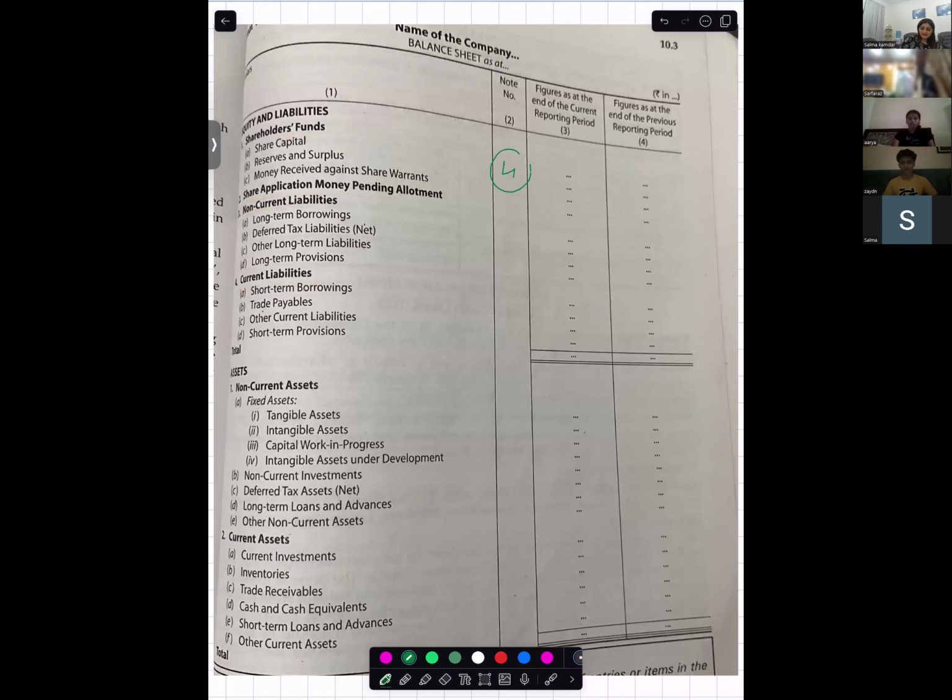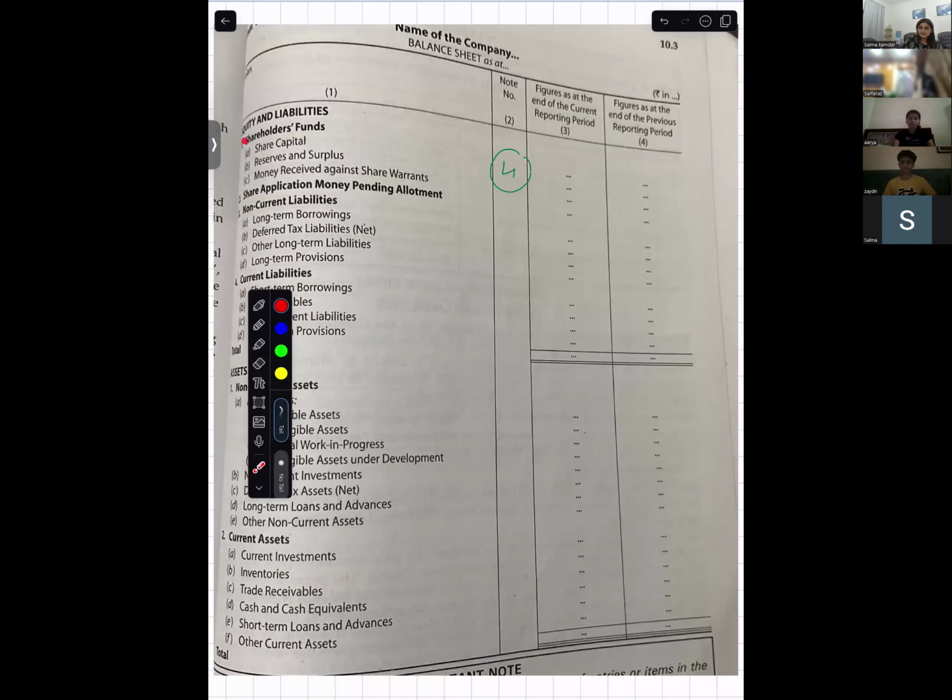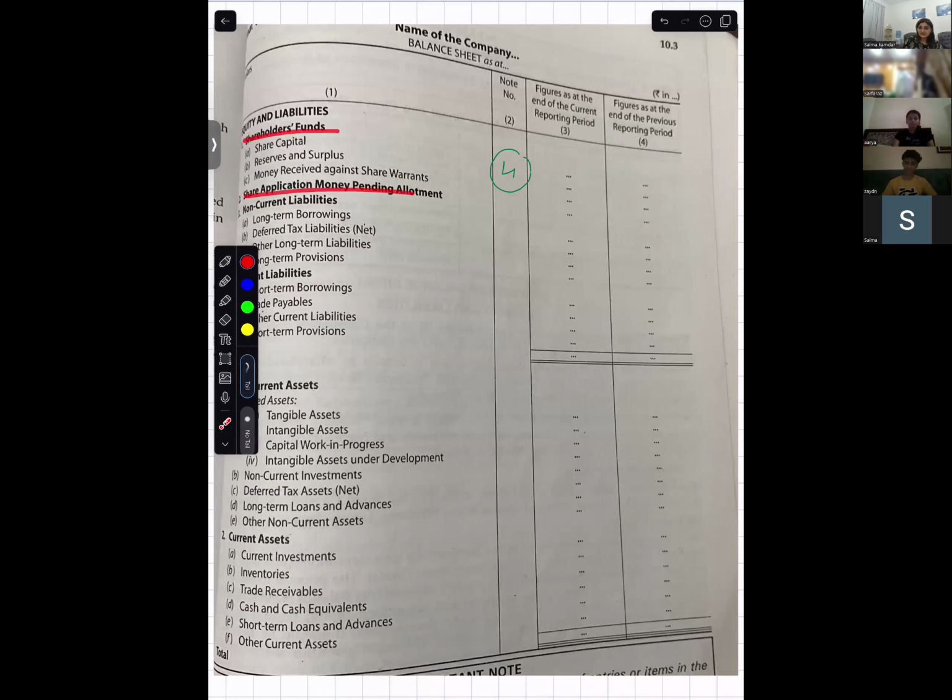When I talk about main headings, means this black one. Okay? Are you with me? These are called subheadings. What are the subheadings? Share capital, reserves and surplus, money received against share warrants.